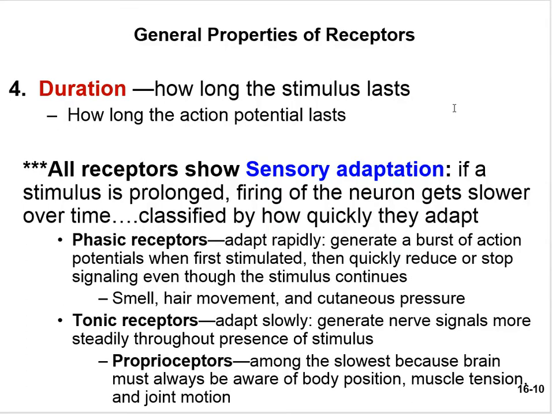Tonic receptors adapt slowly and generate nerve signals more steadily throughout the presence of the stimulus. Proprioceptors are among the slowest because our brain must always be aware of what they control, like body position, muscle tension, and joint motion.